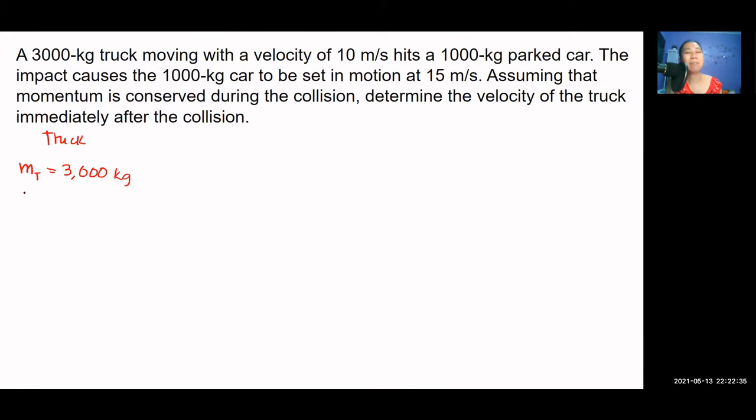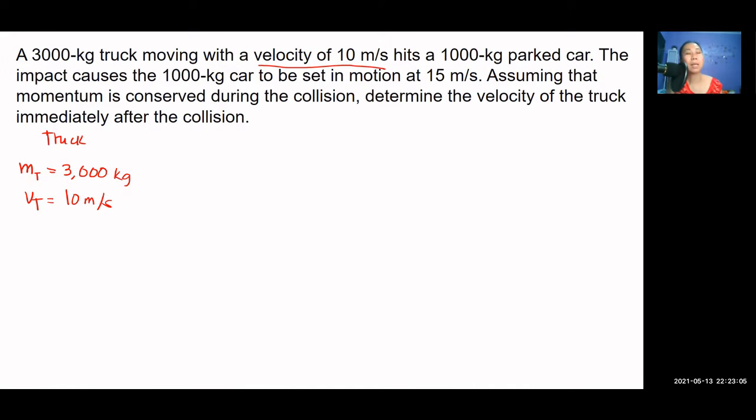Okay? And then, yung velocity ng ating truck before the collision, ang sabi dyan, nagmo-move daw siya initially at 10 meters per second. Now, be very careful sa paggamit ng mga signs kasi depende yung sign natin sa velocity kung ano yung direction ng movement ng object natin. So, pag sinabi sa, let's say, sa problem na nag-move siya in the opposite direction, kailangan ang gagamitin nyo na value for the velocity is negative.